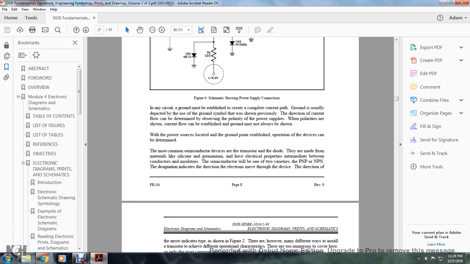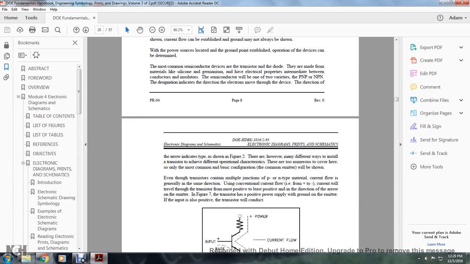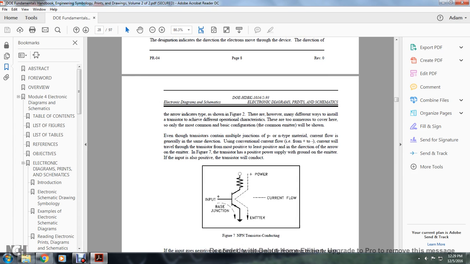The most common semiconductor devices, the transistor and diode, are made from materials like silicon and germanium, which have electrical properties intermediate between conductors and insulators. Semiconductors will be used in one of two varieties, PNP or NPN. For transistors or semiconductors, the designation indicates the direction of electron flow through the device. The direction of the arrow indicates the type, as shown in Figure 2. However, there are many different ways to install a transistor to achieve different operational characteristics, too numerous to cover here. So only the most common basic configuration, the common emitter, will be shown.